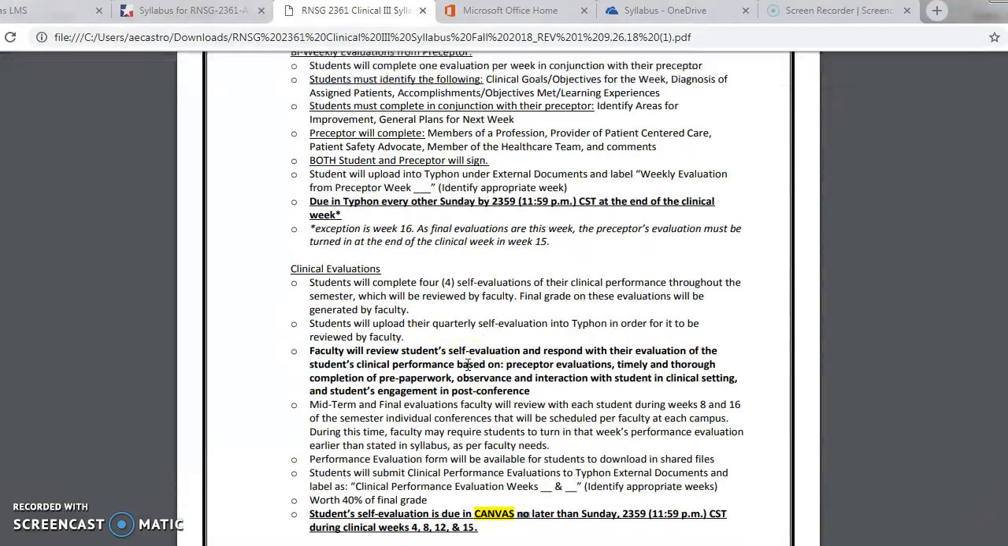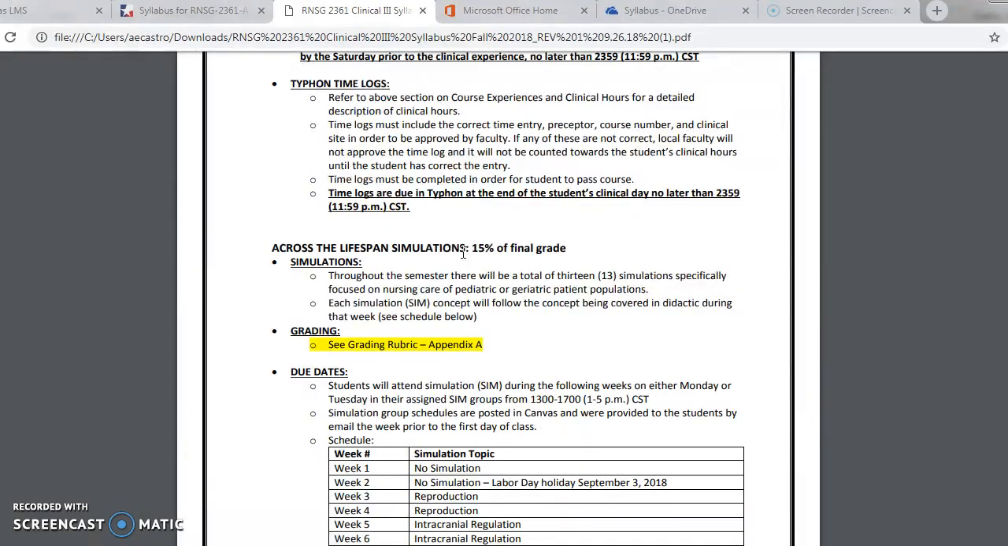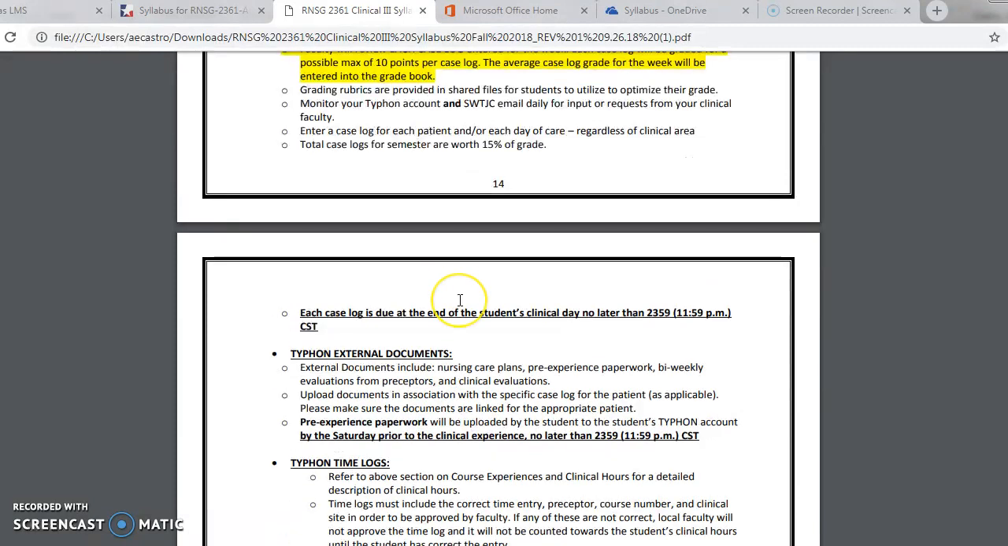Okay, quick recap so far. Clinical objectives have to be met, not just a minimum of 144 hours. Your quarterly evaluations, everyone turns them in at the same time, and they are going to be uploaded into Canvas. Your nursing care plans are also going to be uploaded into Canvas. Now you might be asking, what if I already did them and uploaded them into Typhon?